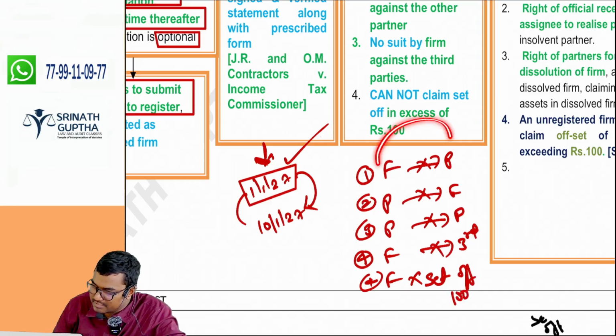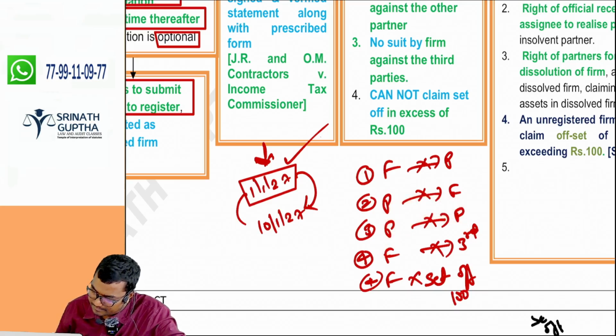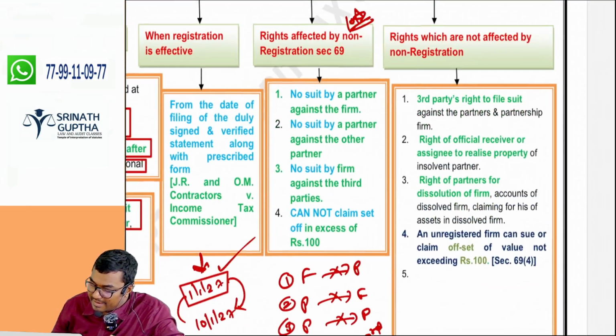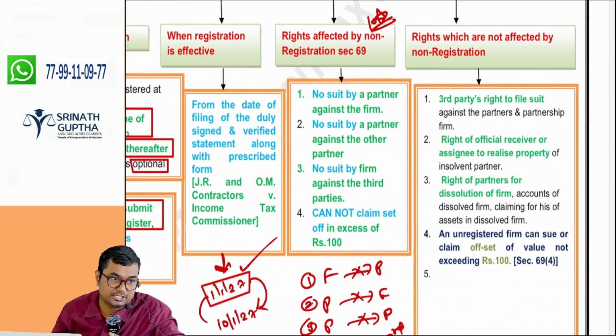Once again, the firm cannot sue a partner. A partner cannot sue the firm. A partner cannot sue another partner. The firm cannot sue a third party. The firm cannot set off an amount exceeding 100. And some rights are not affected by non-registration. Even if the firm is not registered, a few rights will not be affected.